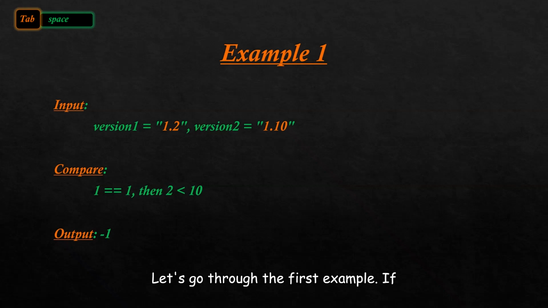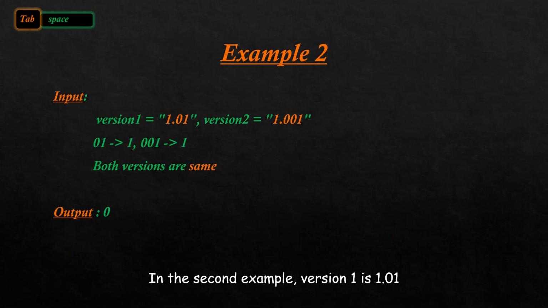Let's go through the first example. If version 1 is 1.2 and version 2 is 1.10, we first compare the first revisions, which are both equal to 1. Since they match, we move to the second revision. Here we see that 2 is less than 10. Therefore, version 1 is considered smaller and we return -1.